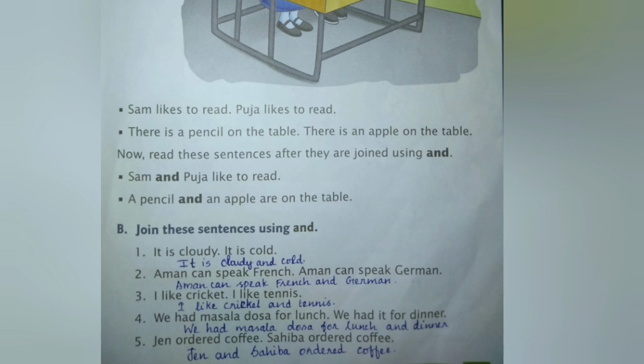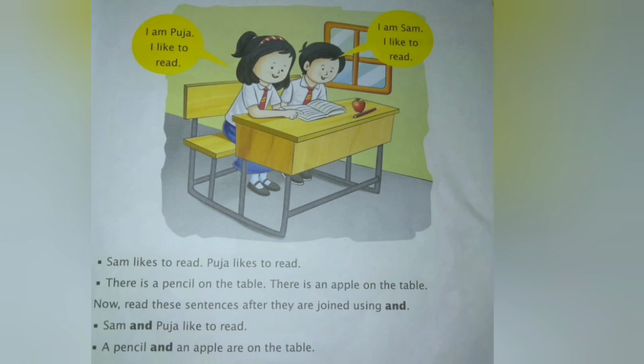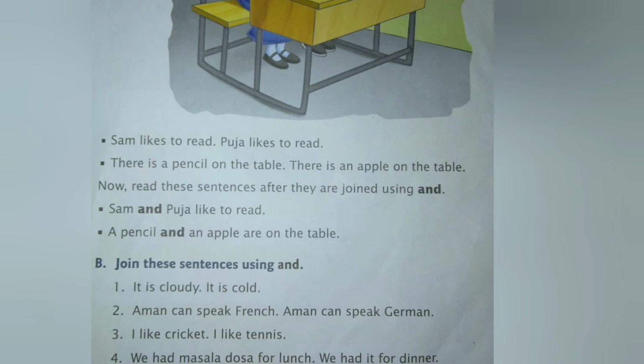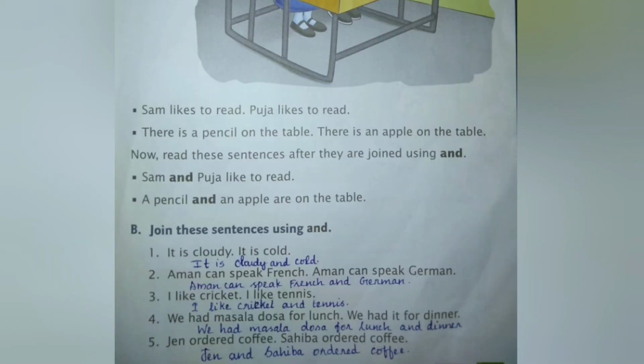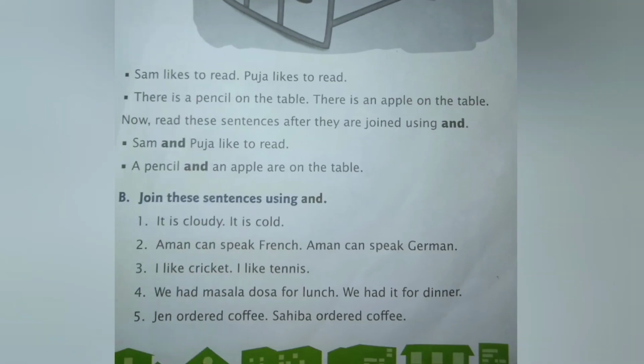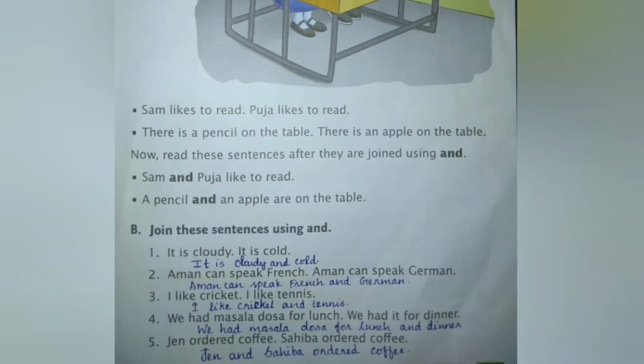So I think I have cleared your doubts about the connecting word, and we completed our portion today. Please write that down in your classwork and send it to me. This is your activity today. Please write down this section, the B section: join these sentences using AND. Write this section in your classwork note. Don't write that in your book. Please write down the answers in your classwork note and send that to me. This is your today's activity.